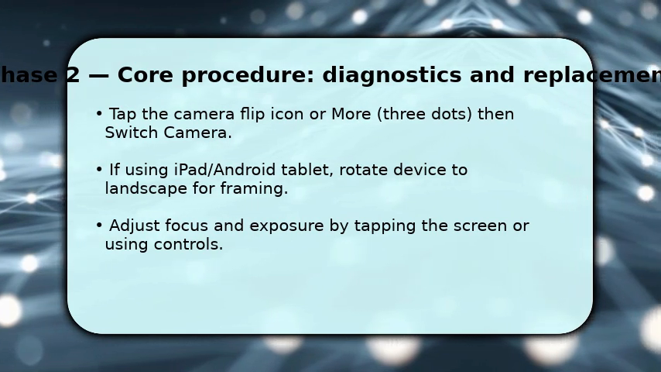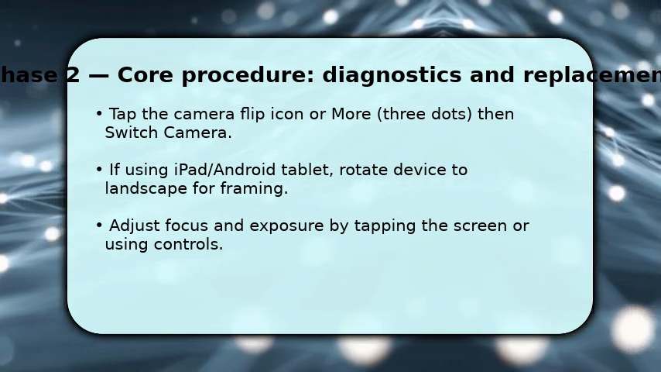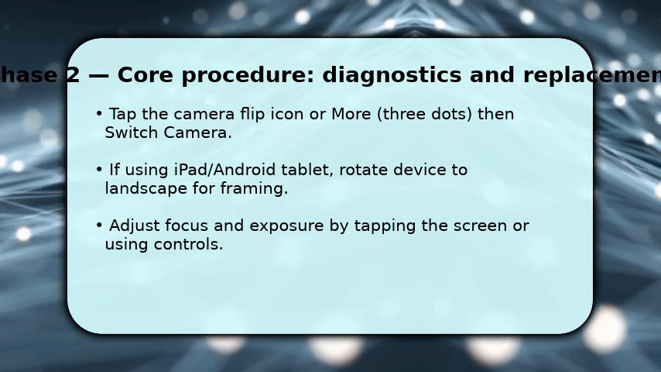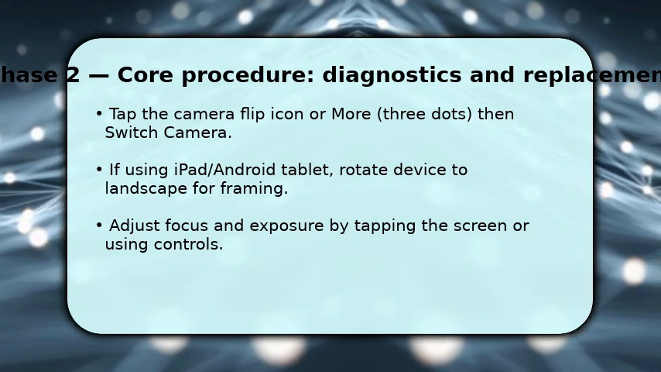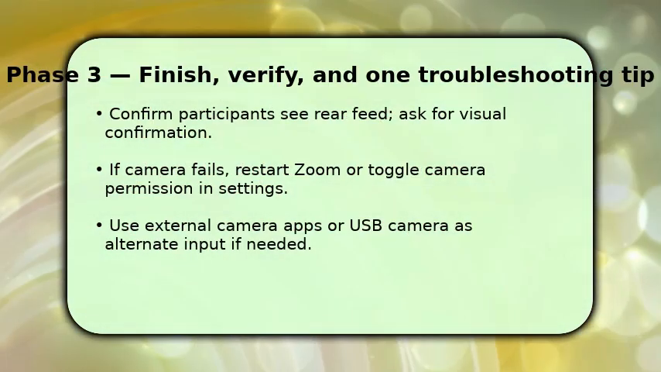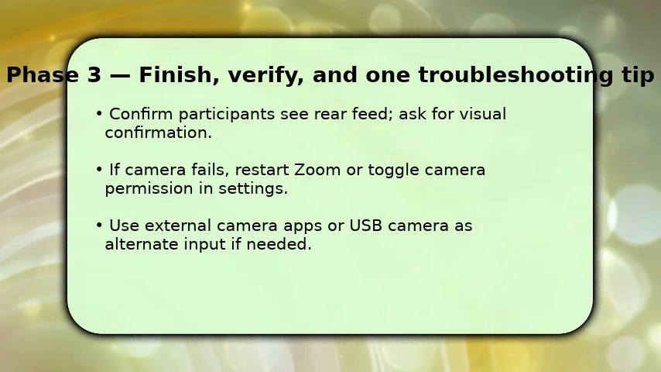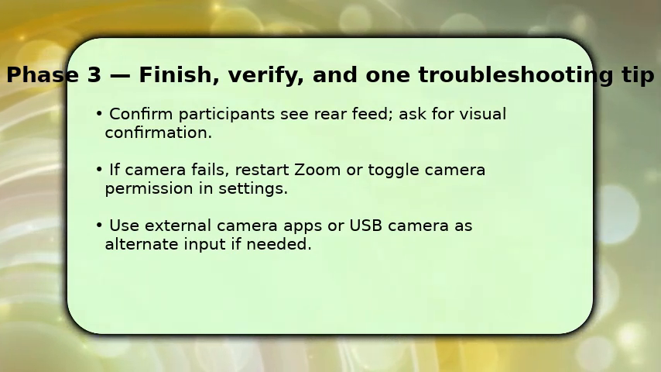Once rear camera shows, adjust framing by rotating the device. Landscape gives wider coverage. Tap the preview to set focus and exposure and make small physical adjustments so the subject is centered and well lit. Finish by confirming others can see the rear view. Ask a participant to confirm because visual feedback avoids guessing.